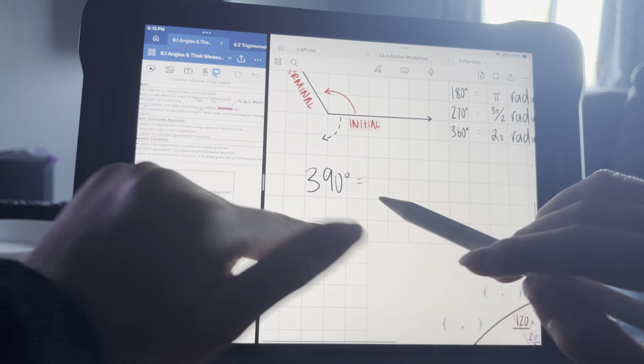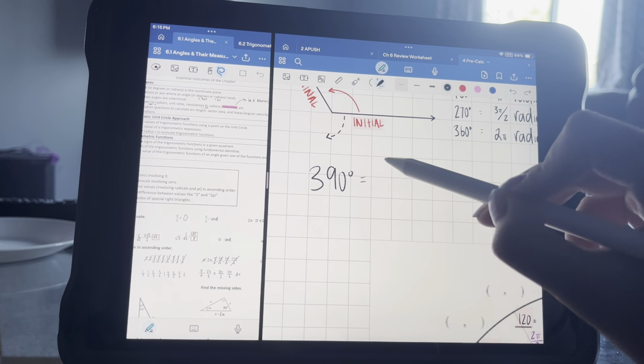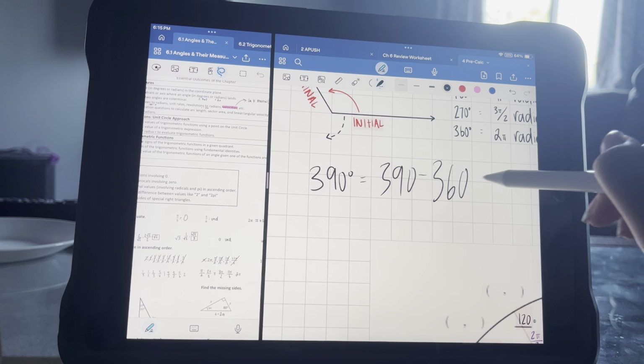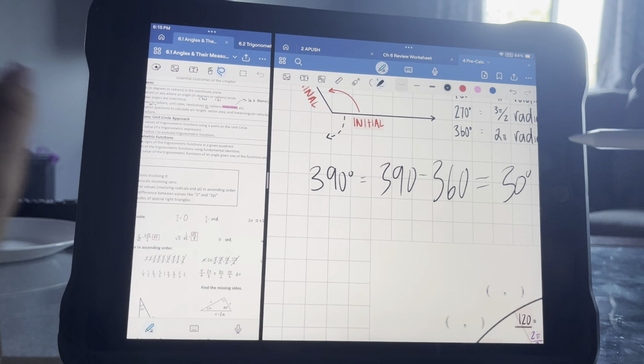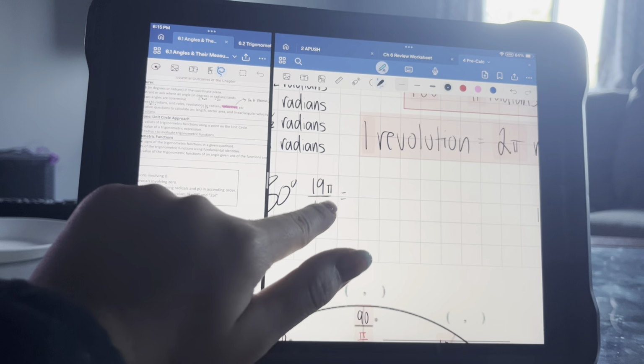So if we wanted to know where 390 terminated, we would do 390 minus 360. That will give us 30 degrees. So 390 degrees is coterminal with 30 degrees.